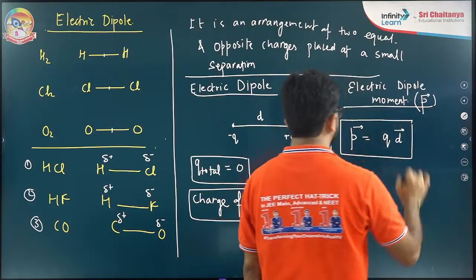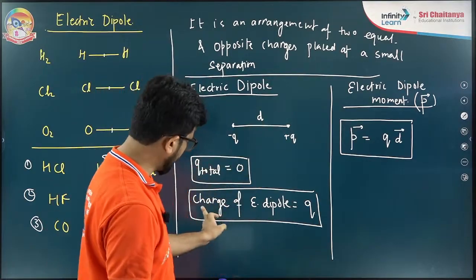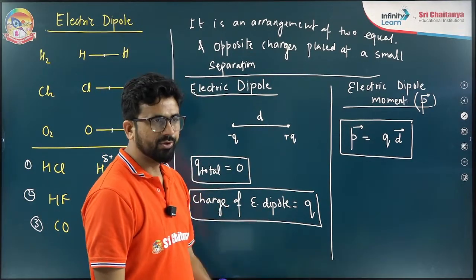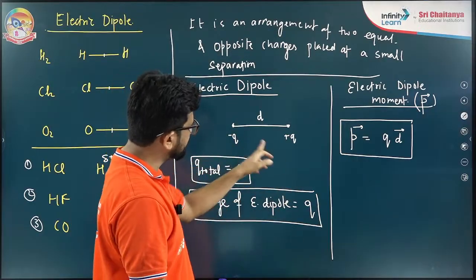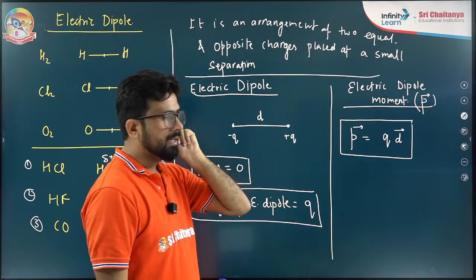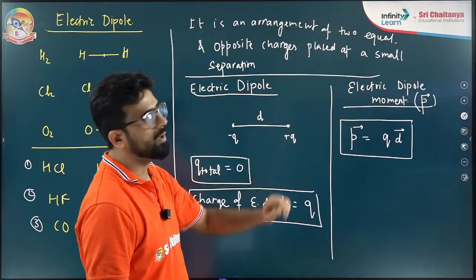Q into D. Q is the charge of the dipole, and D is the separation between these charges. But D is a vector quantity.